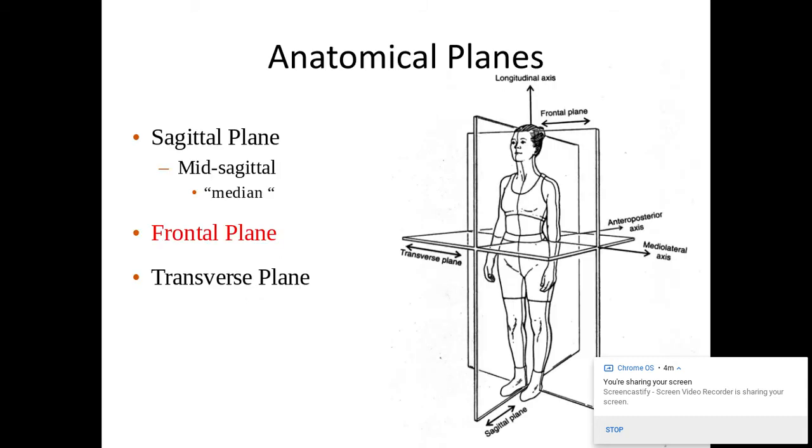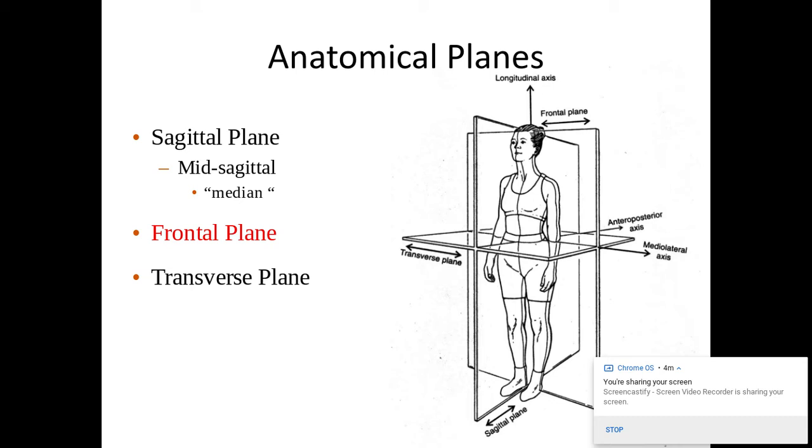So the different planes, you have your sagittal plane, which sometimes is called mid-sagittal or median, but this plane runs, if you can imagine, splitting your body from one side, like if you were to put a line straight down the middle of your face, going vertically.